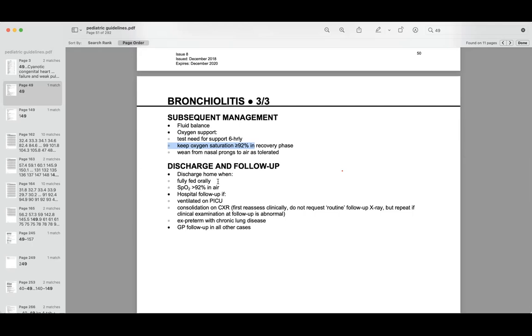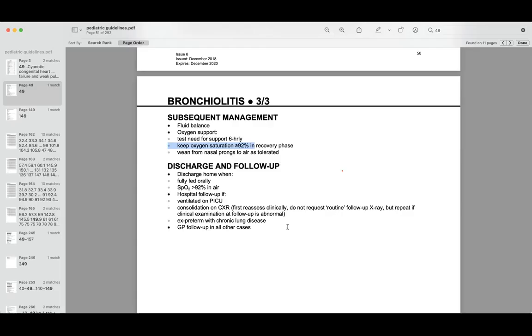Then discharge home. You will discharge only when he is feeding adequately, fully fed orally, SpO2 more than 92. Hospital follow-up, or he will be followed up with the GP. If he was ventilated in the PICU, that means he needed ventilatory support. Consolidation on chest X-ray: first reassess clinically. Do not request routine follow-up X-ray, but repeat if clinical examination at follow-up is abnormal.